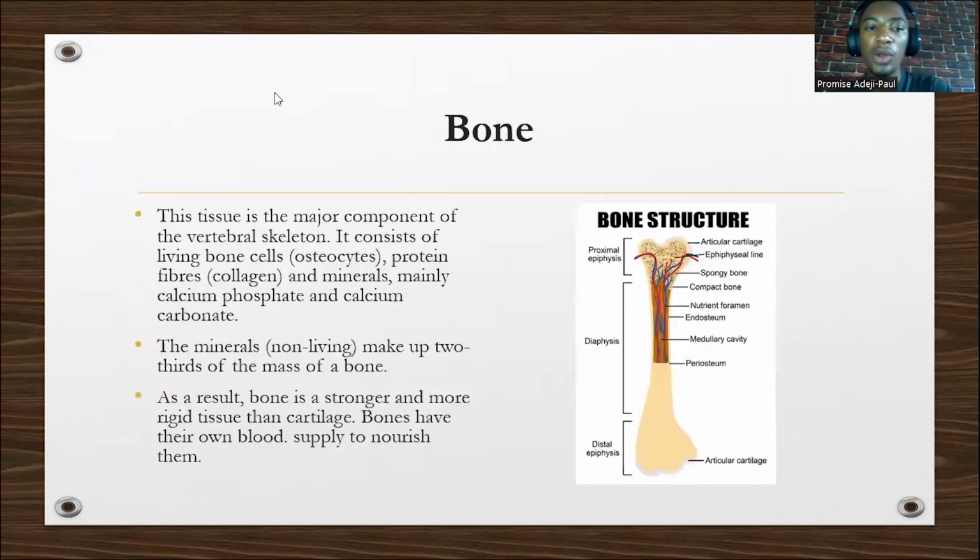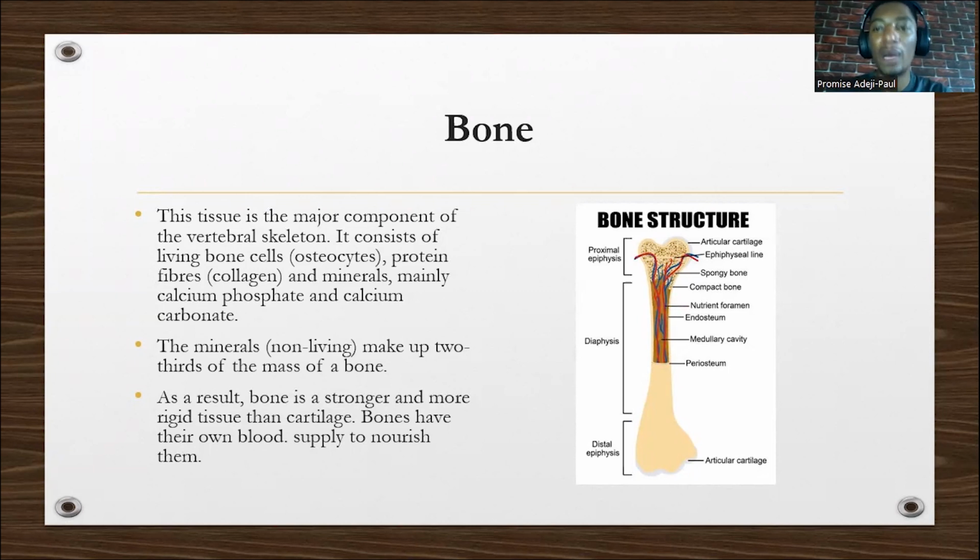So now we'll talk about bone. So bone is also a tissue. The major component of the vertebrate skeleton is bone. I'm sure most of us have heard of bone. And it also consists of living bone cells. Remember, the living cells in cartilage were called what? Chondroblast. But these ones are called osteocytes.